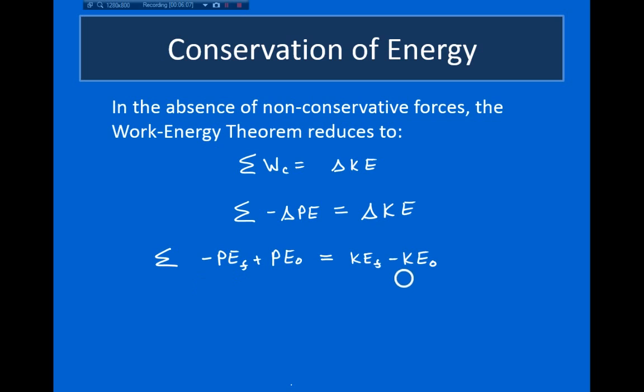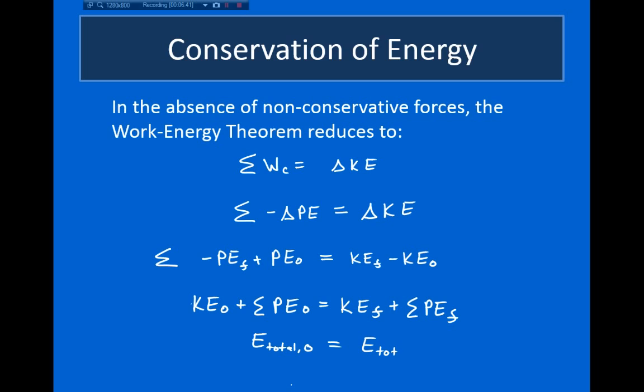I'm going to add the kinetic energy over here, so I have the initial kinetic energy plus the sum of all my potential energies is equal to my final kinetic energy plus the sum of all of my final potential energies. And if I call the kinetic energy plus the sum of all of my potential energies the total energy, I see that the initial total energy is equal to the final total energy.